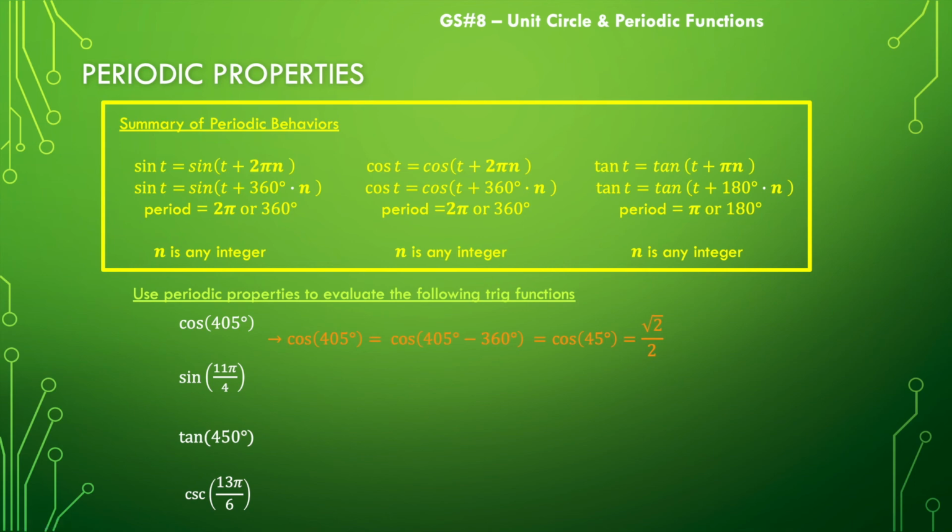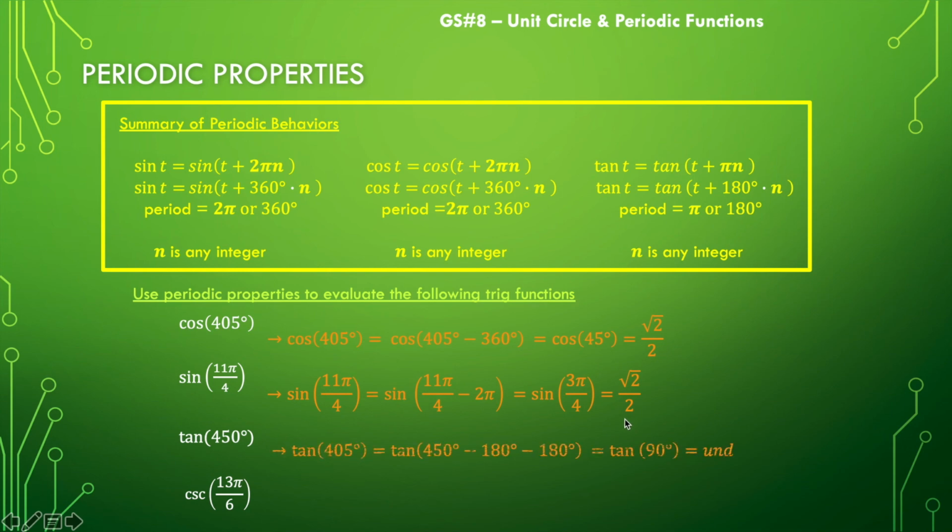And we know that from our experience with the unit circle to be rad 2 over 2. So what about the sine of 11 pi over 4? Well, we can think about that with the same periodic mentality, right? We know that the period is 2 pi, so we can say that the sine of 11 pi over 4 is the same as the sine of 11 pi over 4 minus 2 pi, which is the same as the sine of 3 pi over 4. And we know that to be the square root of 2 over 2.